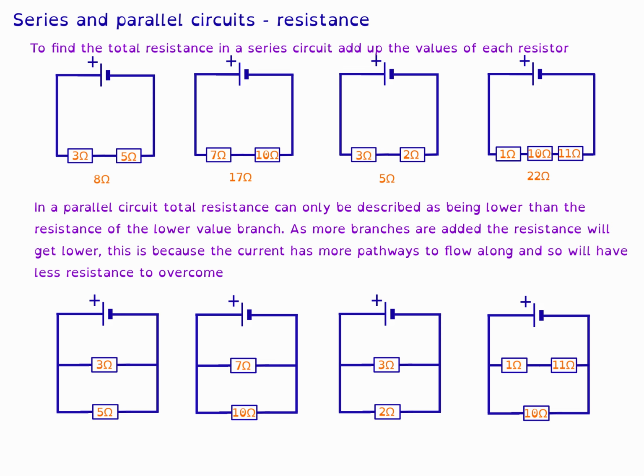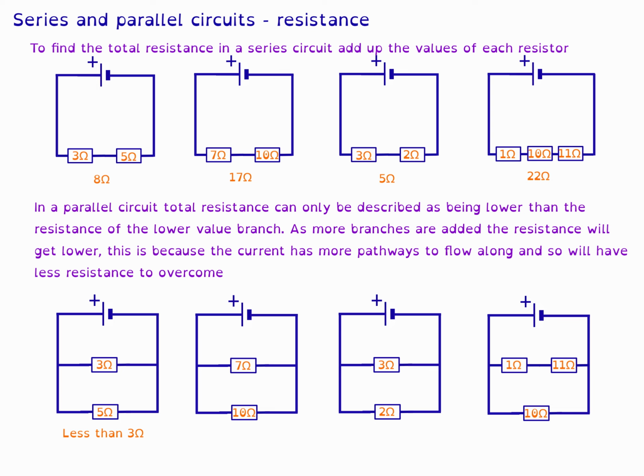In a parallel circuit, total resistance can only be described as being lower than the resistance of the lowest value branch. As more branches are added, the resistance will get lower because the current has more pathways to flow along and so will have less resistance to overcome. So in this first example, we have parallel resistors of value 3 ohms and 5 ohms. And all you can say about the resistance in this circuit is that it will be less than 3 ohms.